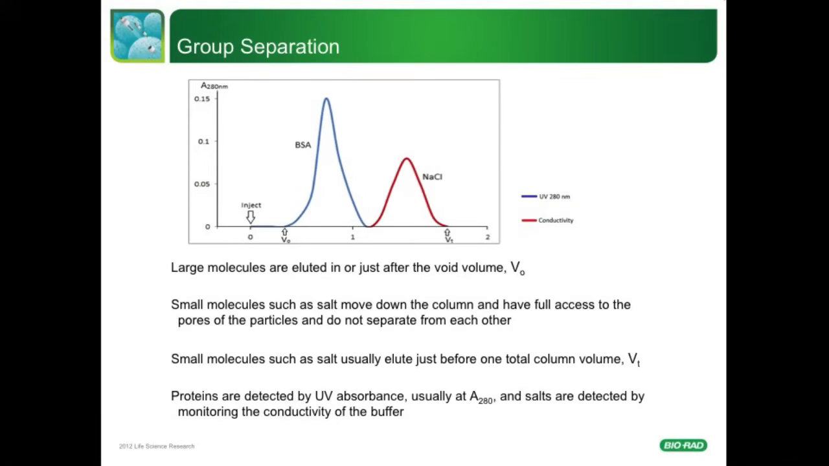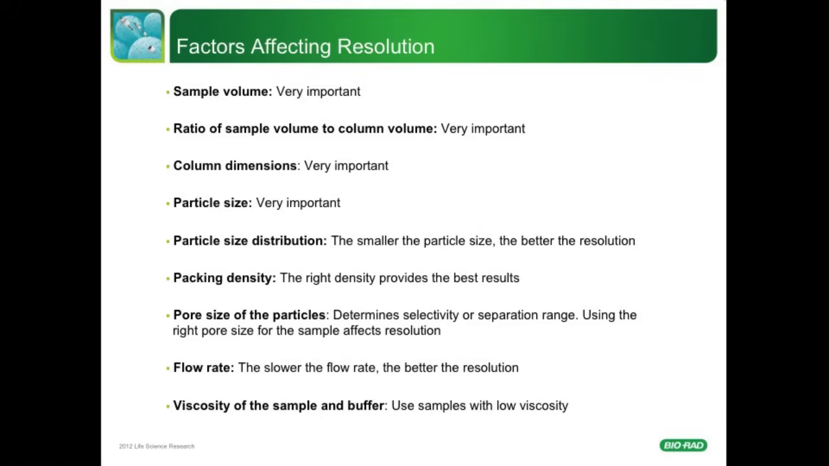So group separation. This is a typical chromatogram that you see from group separation. You typically have two peaks. The large molecules are eluted in or just after the void volume. Small molecules such as salt move down the column and have full access to the pores of the particles and do not separate from each other. Small molecules such as salt usually elute just before one total column volume, or VT. Proteins are detected by UV absorbance, usually at 280, and salts are detected by monitoring the conductivity of the buffer.